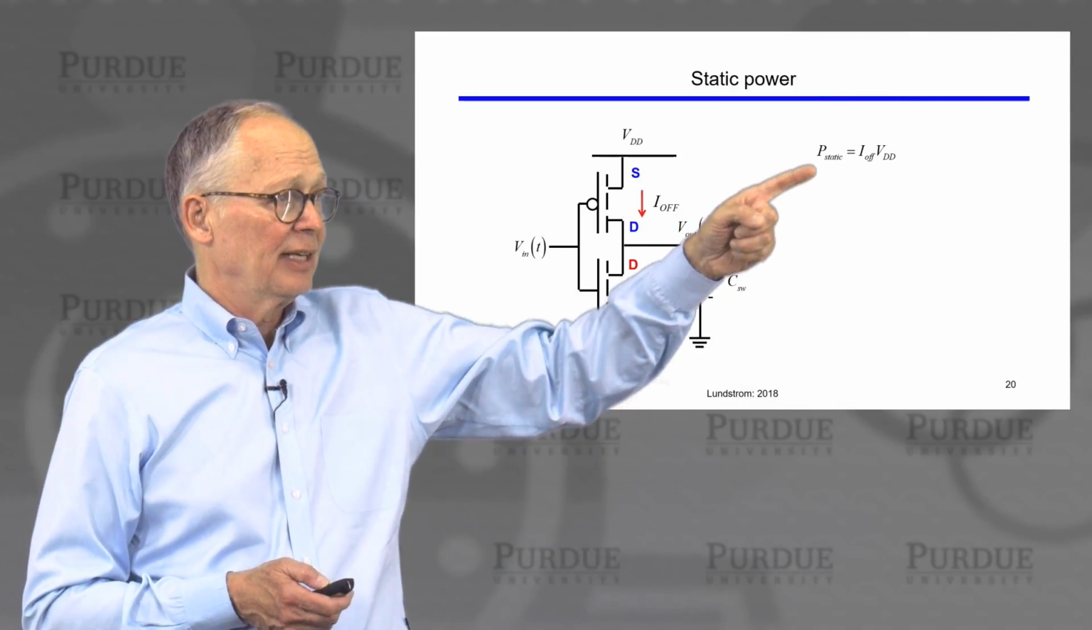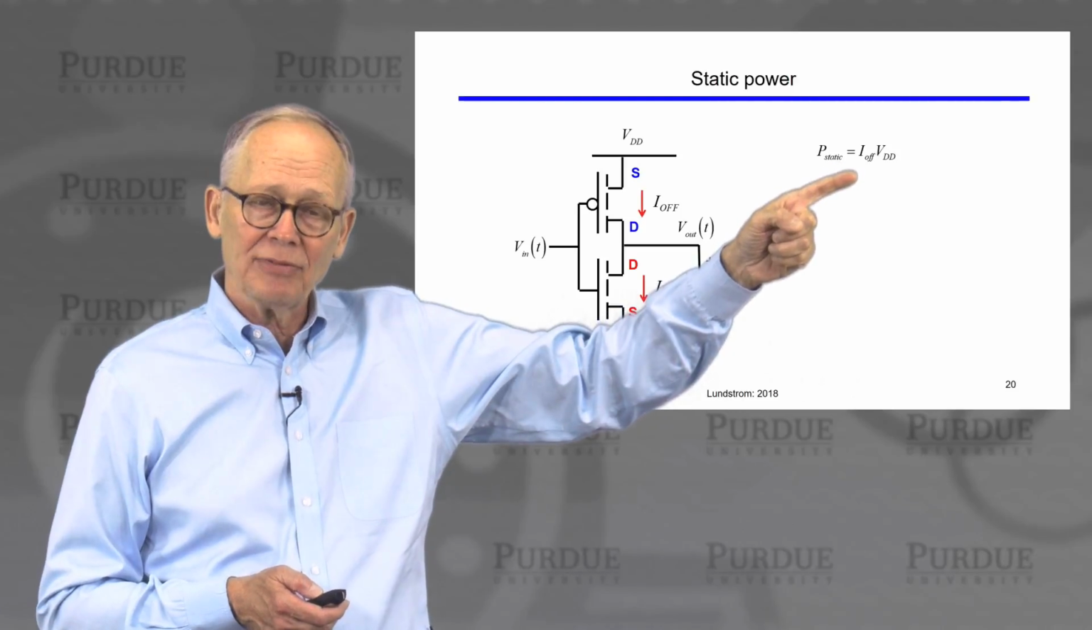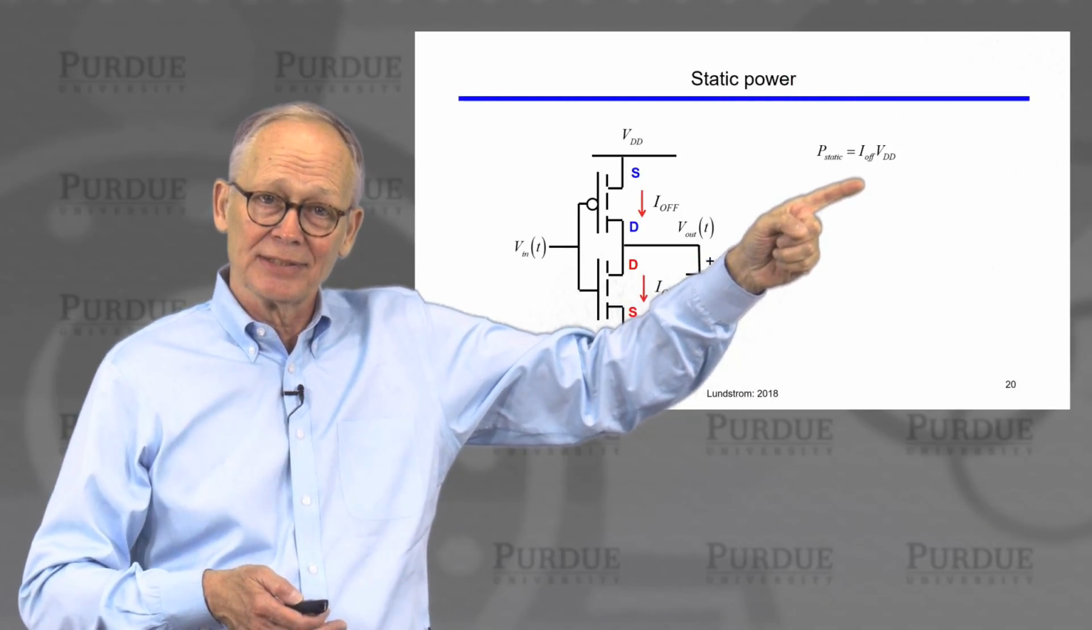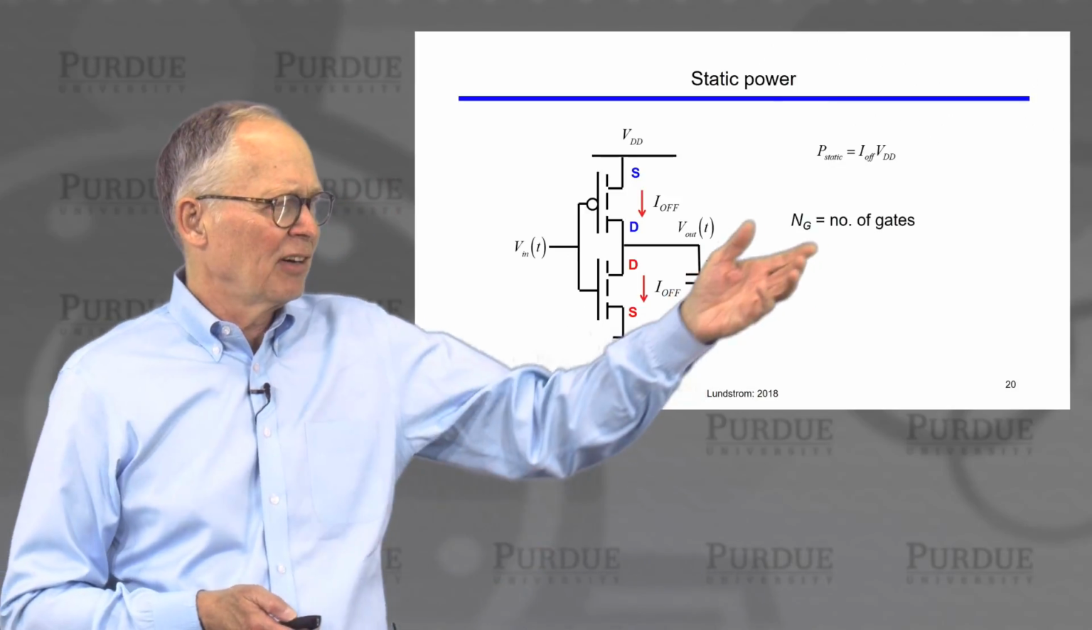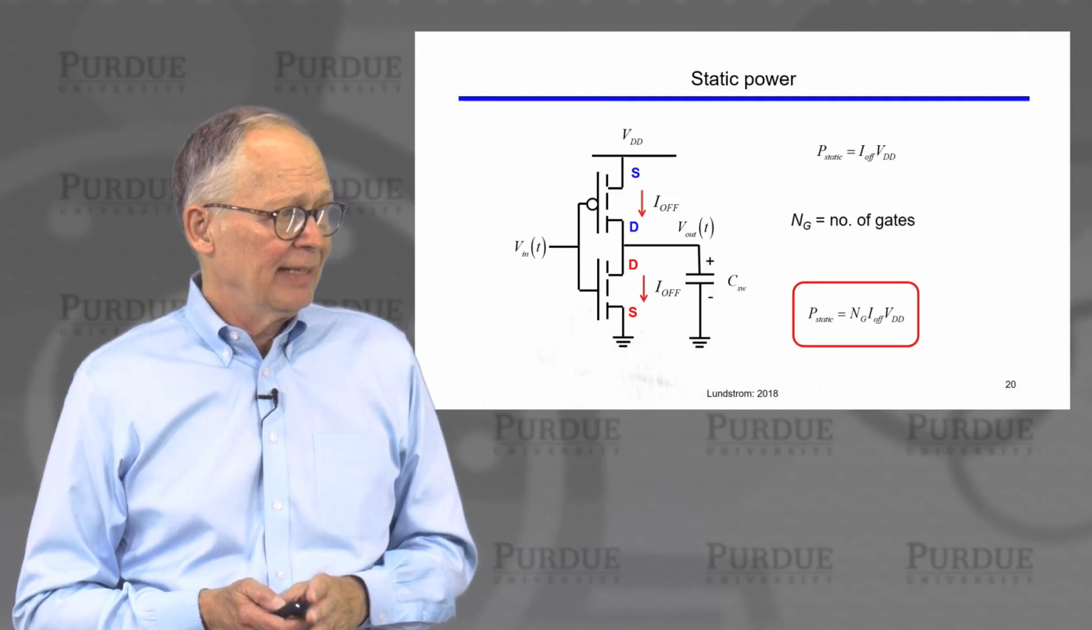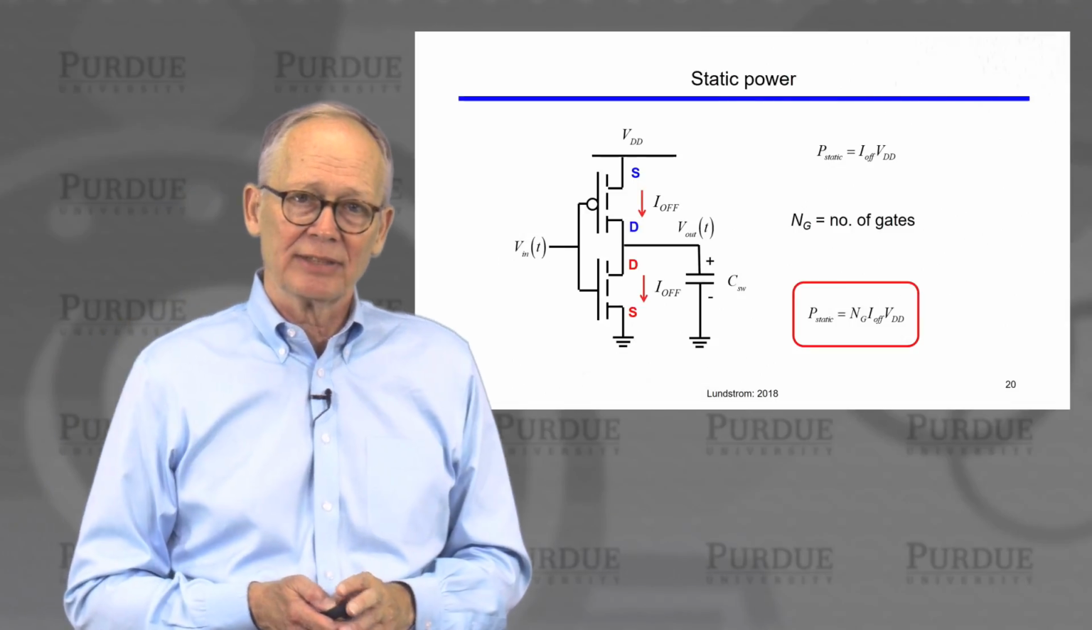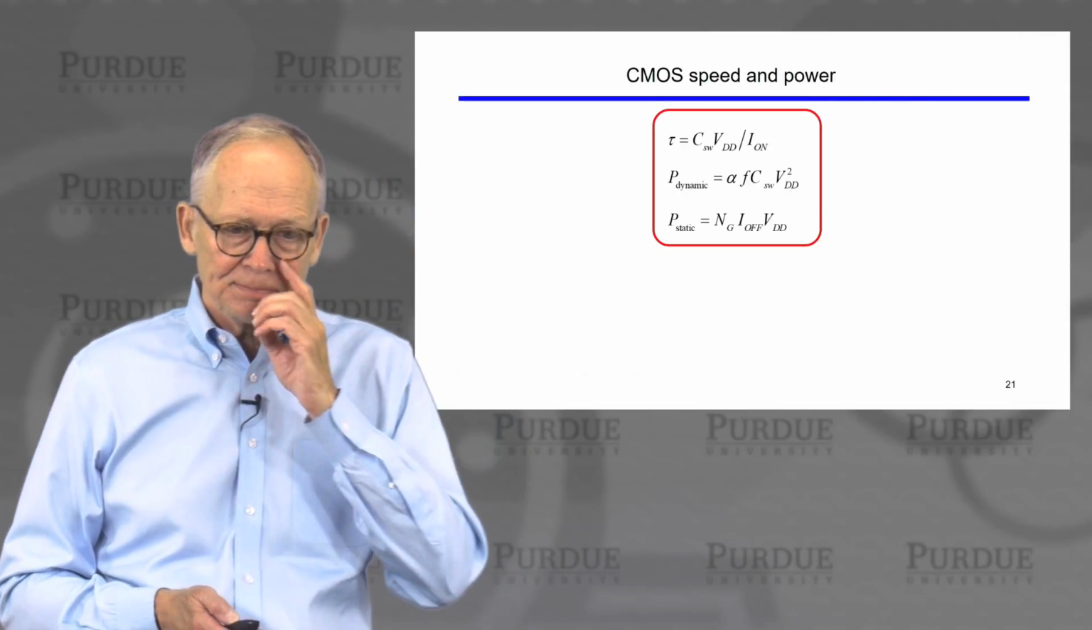The power dissipation then, we just have a leakage current I off, that's the current flowing when the transistor is off, times the power supply voltage. If there are a large number of gates, then that static power dissipation can add up and be significant.